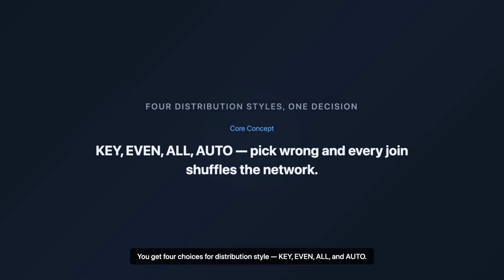You get 4 choices for distribution style: key, even, all, and auto. Pick the right one, and joins happen locally on each node with 0 network traffic. Pick the wrong one, and every join triggers a massive shuffle, where Redshift redistributes billions of rows across the cluster just to line up matching keys. That's the difference between a fast warehouse and a slow one, and the exam tests this constantly.